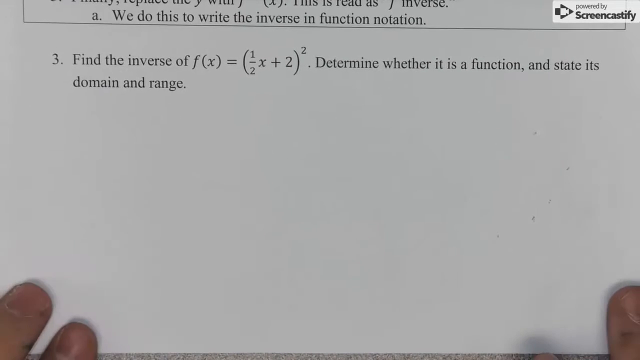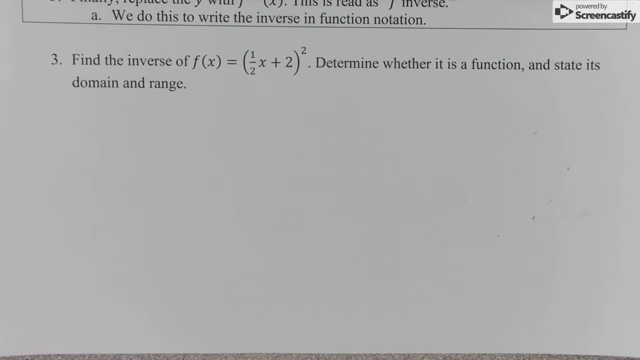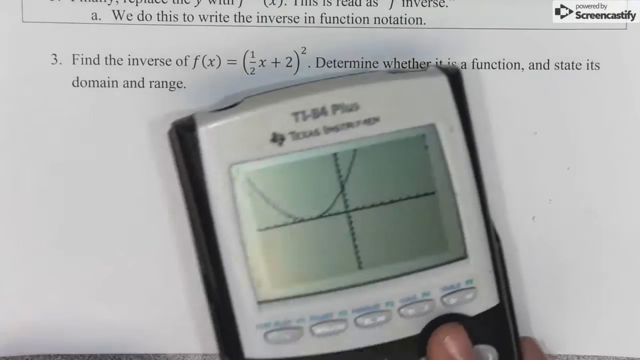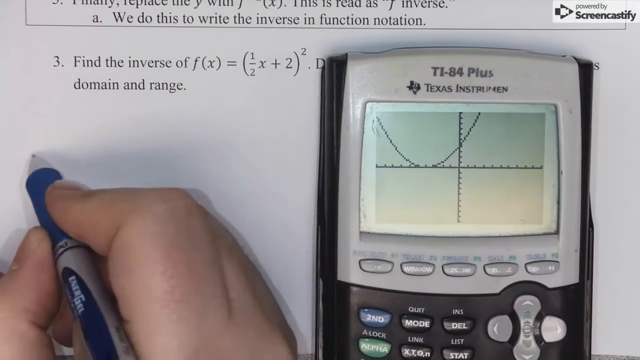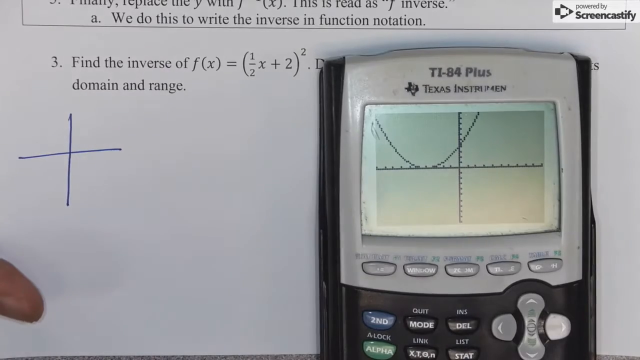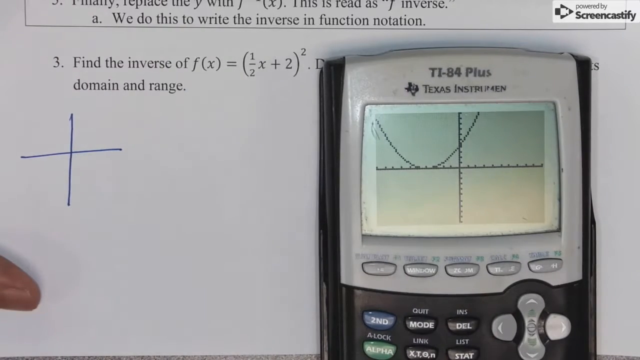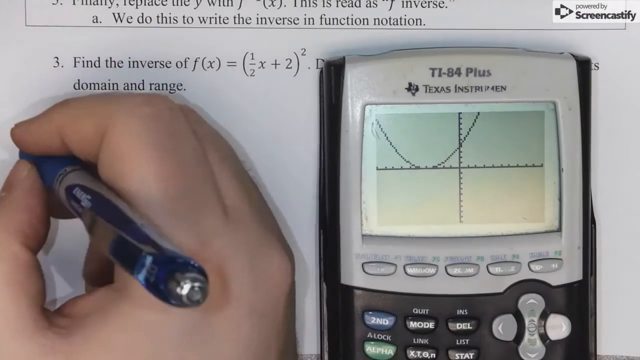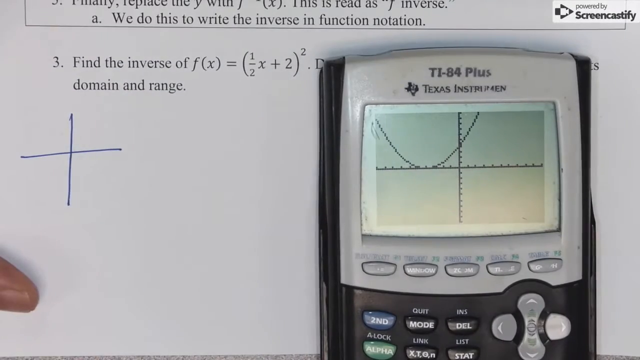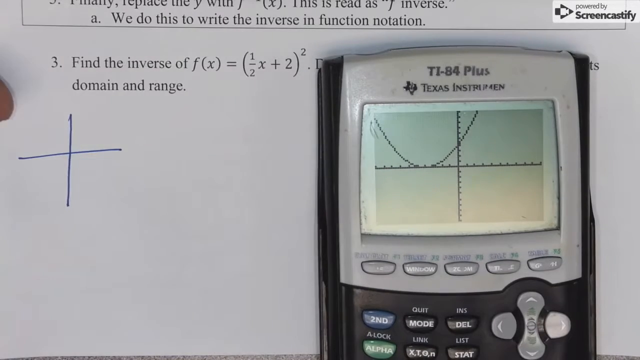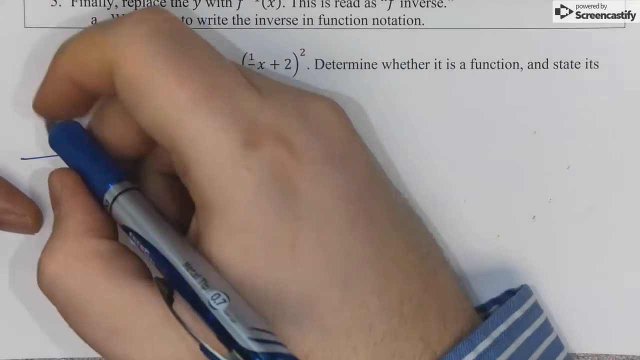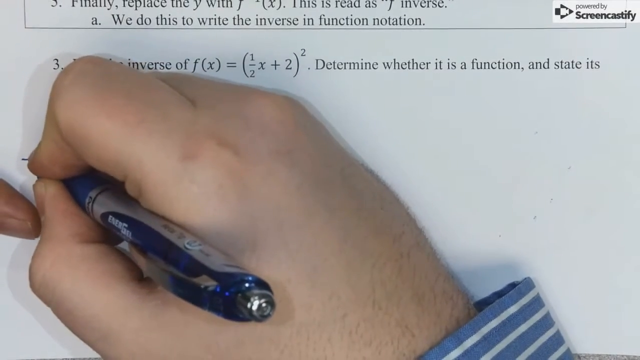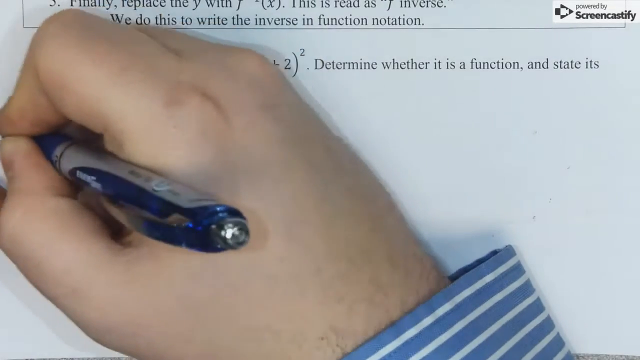So it wants to find the inverse of f of x equals (1/2 x plus 2) squared. So if I graph that on the graphing calculator, I'll just show it to you here. And I'm just going to draw a sketch. So here's what this graph approximately looks like. It crosses at -2, this would be at -4. So 1, 2, 3, 4. And something like this would be a good sketch.